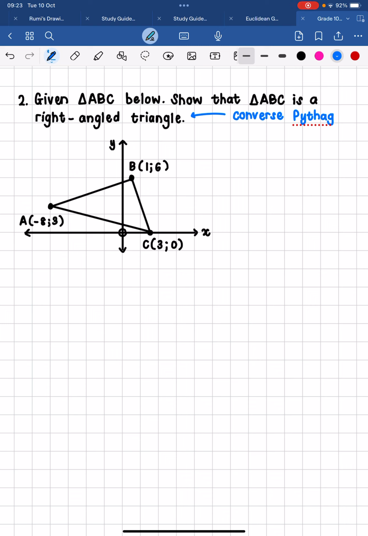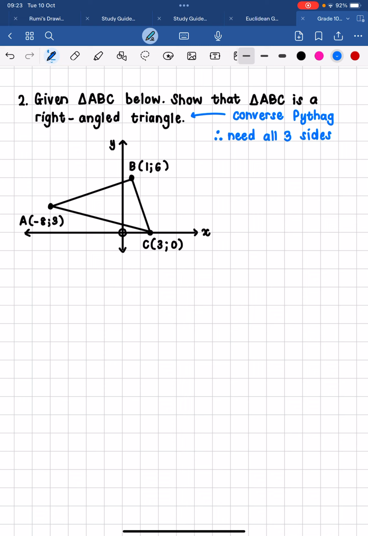All right, so my thought process here is, I'm going to use converse Pythag. So what do I need? All 3 sides. I'm going to write there, therefore, need all 3 sides. It's okay if you can't remember how to use converse Pythag. We are going to write that out in full now.